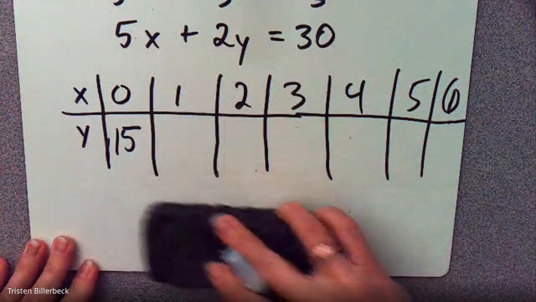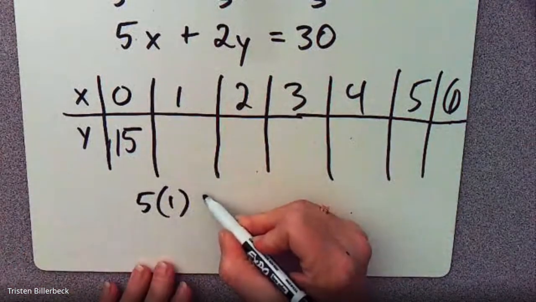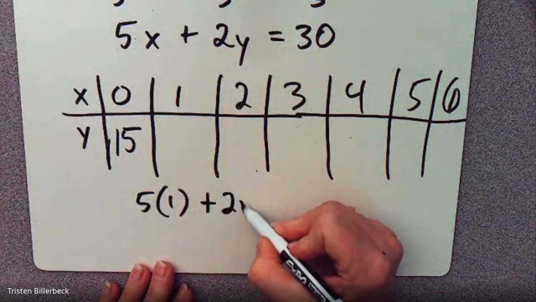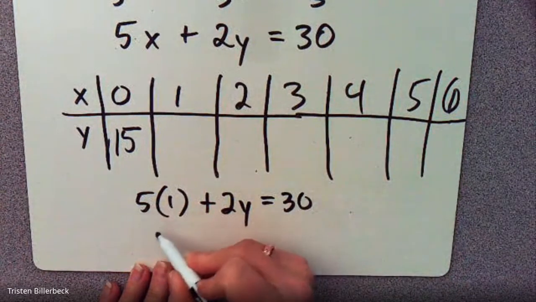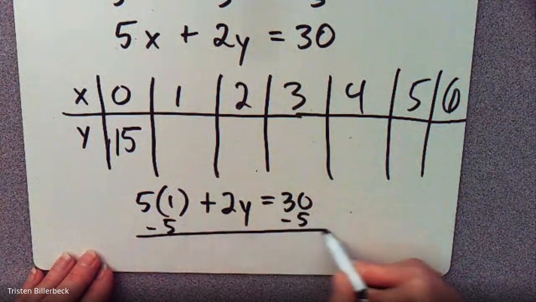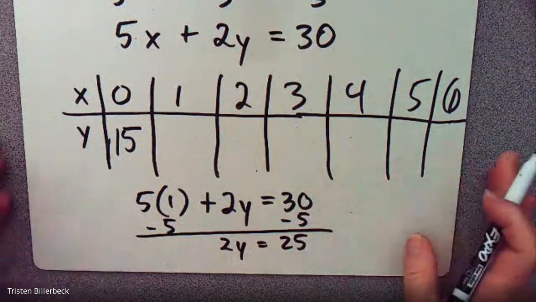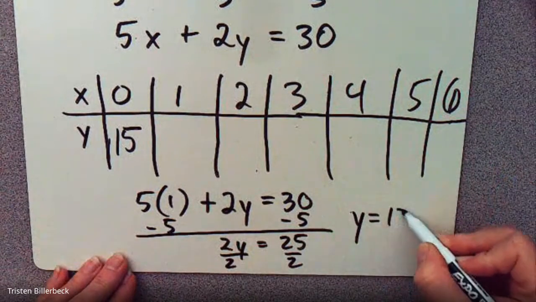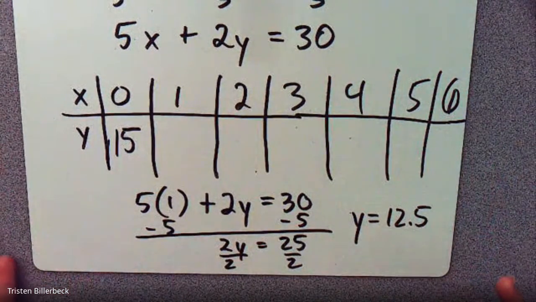Now let's take the same equation and try 1. If we put one reserve ticket, so we're going to sit alone, we don't know how many general admission tickets we can afford. So this is just going to be 5. We subtract 5 from both sides, so we have 2y equals 25. We have a little problem because when we divide by 2, we have y equals 12.5 general admission tickets. Well, we can't buy half a ticket.